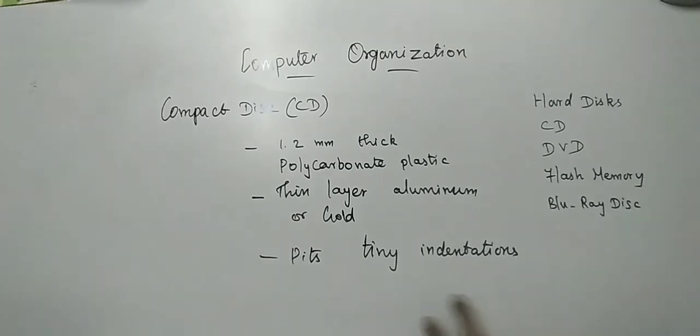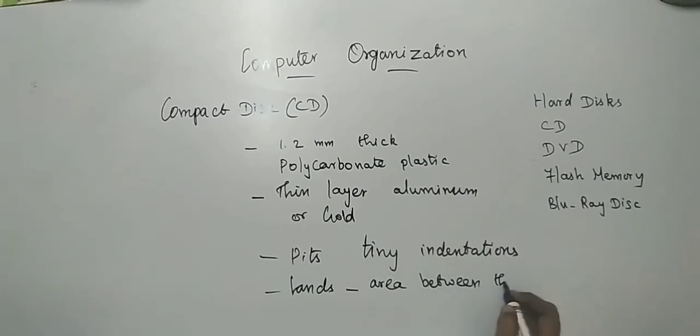There will be a lot of data or information that you will be storing, so you will have many pits. The area between the pits is known as lands. Lands means the area between the pits.